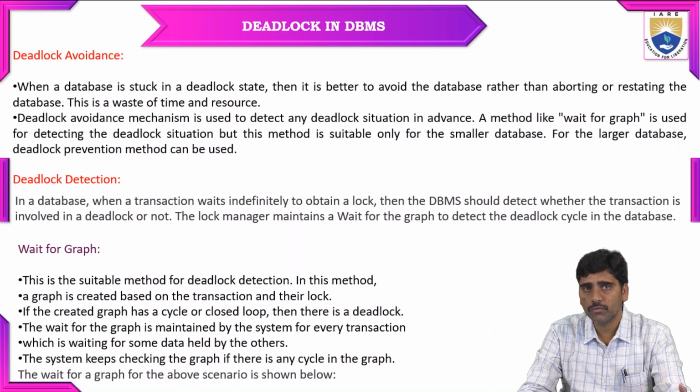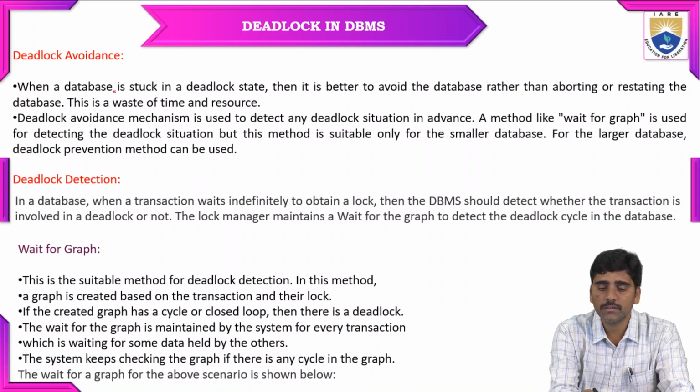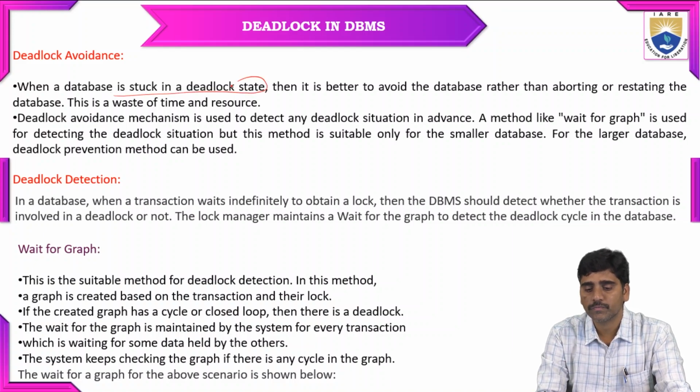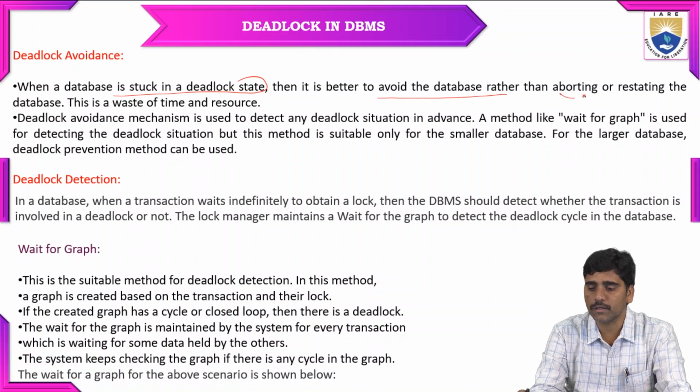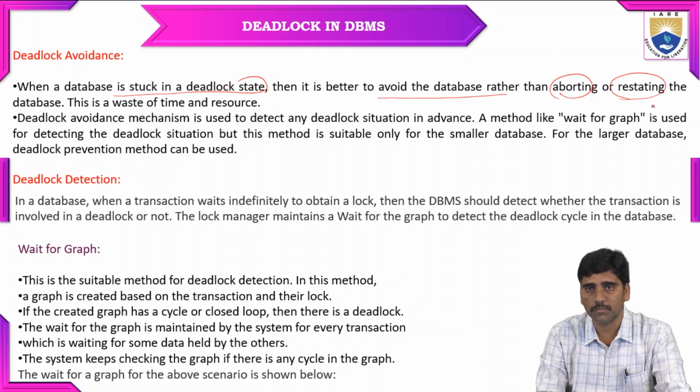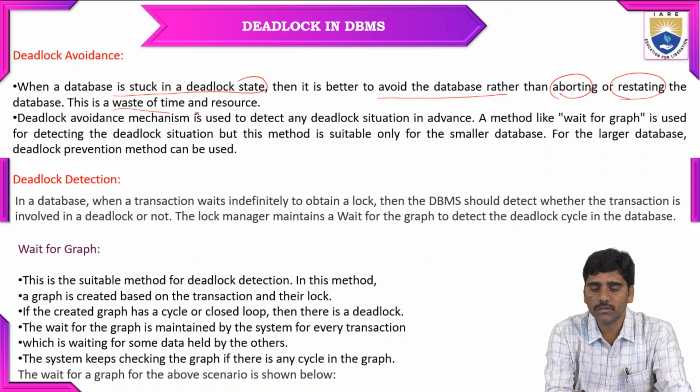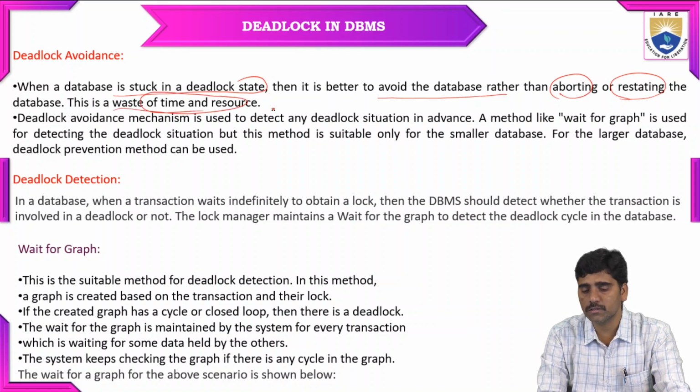So how can we avoid deadlock? Deadlock arises because more than one transaction is processed at the same time. How can we avoid that situation? When a database is stuck in a deadlock state, it is better to avoid the deadlock rather than aborting or restarting the database, because that is a waste of time and resources.